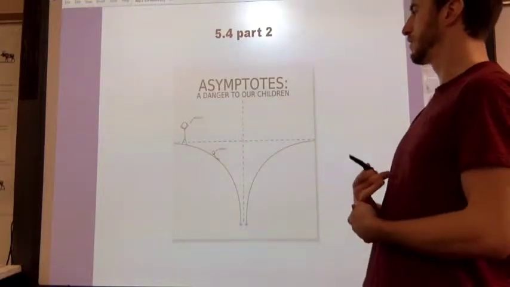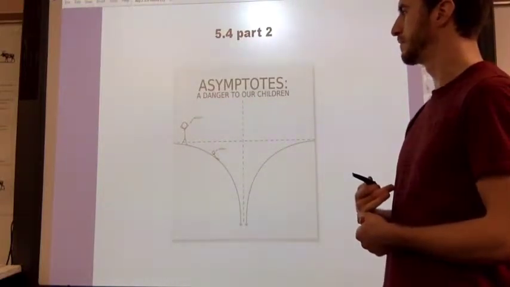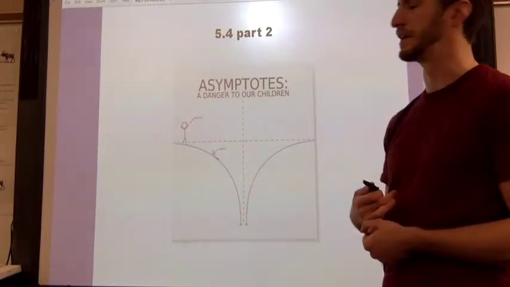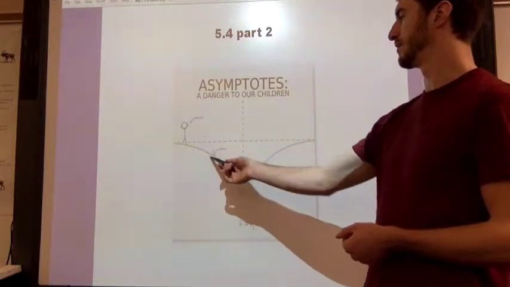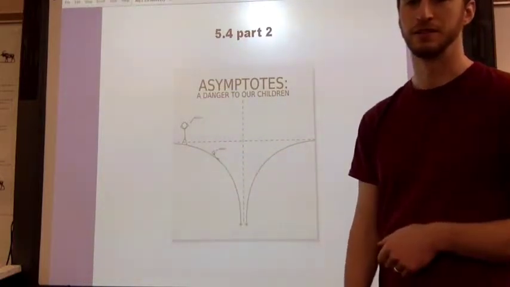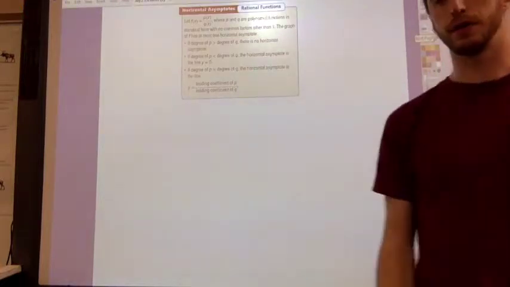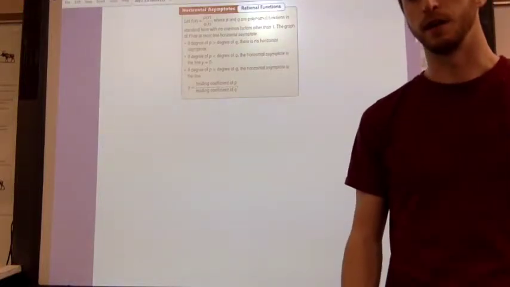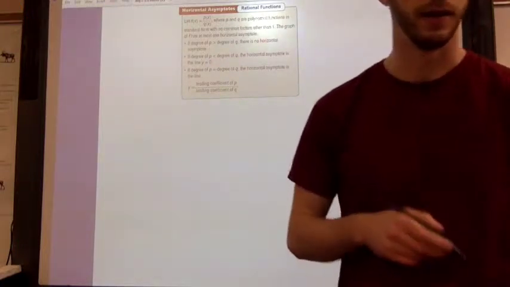And we started off with this funny diagram that I thought I would just post for you guys. Asymptotes, a danger to our children, and there's a kid sliding down to negative infinity. So I'll start off with a quick review of an important part of part 1 that I did.